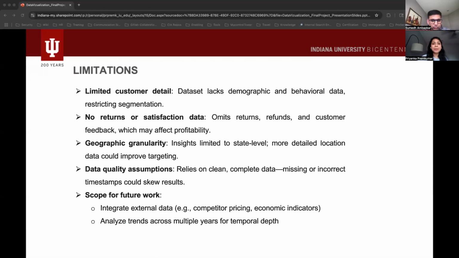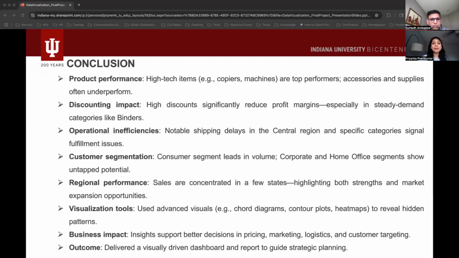Next slide, please. So at the end, the conclusion of the study is to show how structured retail data analysis reveals key insights. High profit items like copiers stand out, while heavy discounts on products like binders hurt the margin. The central region had delays, highlighting shipping issues. Consumers drive most sales, but corporate and home office offer growth potential as well. A few states dominate the revenue, suggesting untapped regional markets.